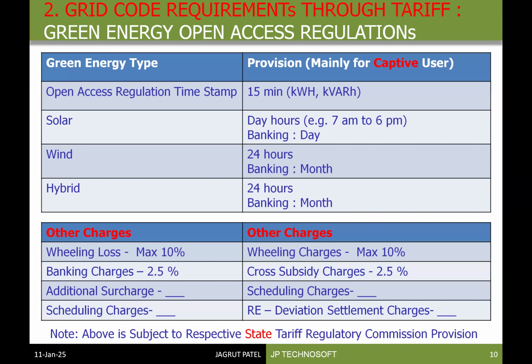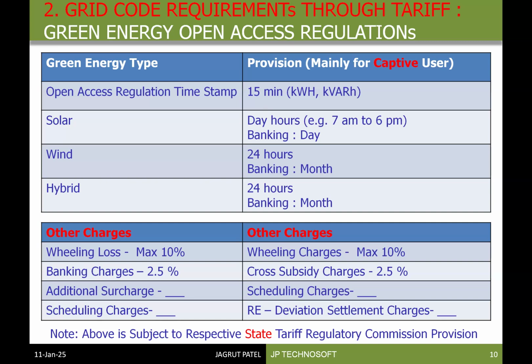So first of all, those who are implementing renewable energy in this grid have to accept the open access regulation timestamp. That is 15 minutes, all parameter measurements, and that should be logged in the meter. It should be transferred to the local load dispatch center, maybe a state load dispatch center or maybe an area load dispatch center. There are two different load dispatch centers, LDCs, working for open access regulation implementation.